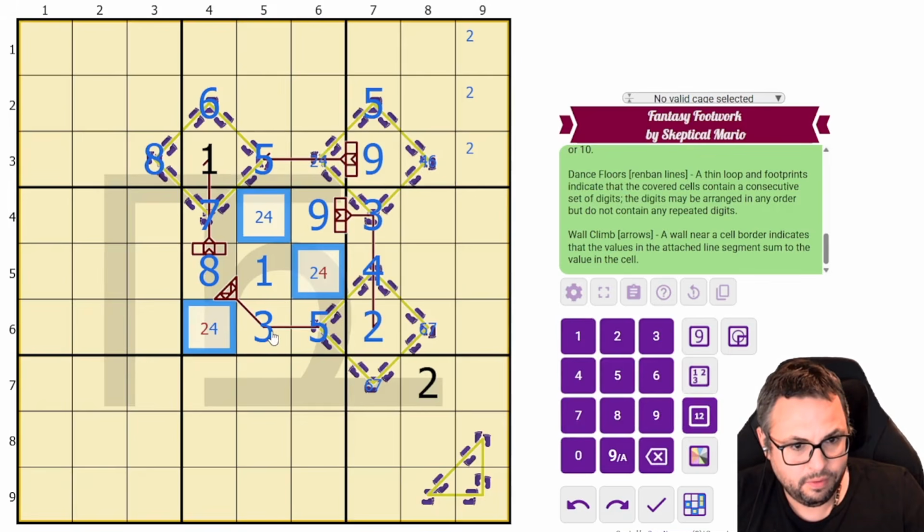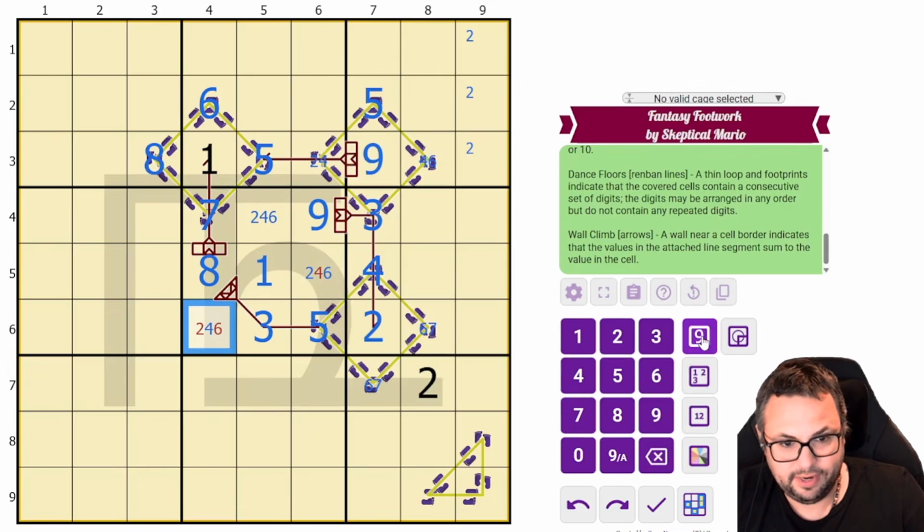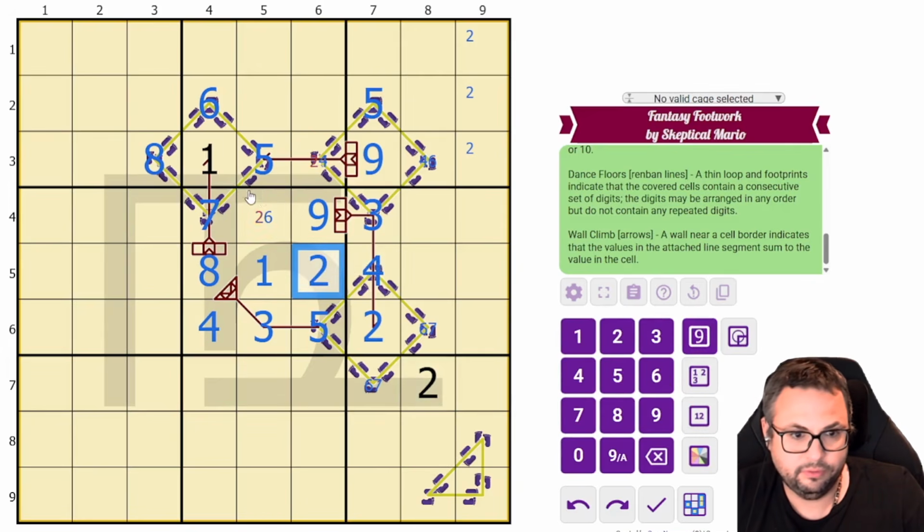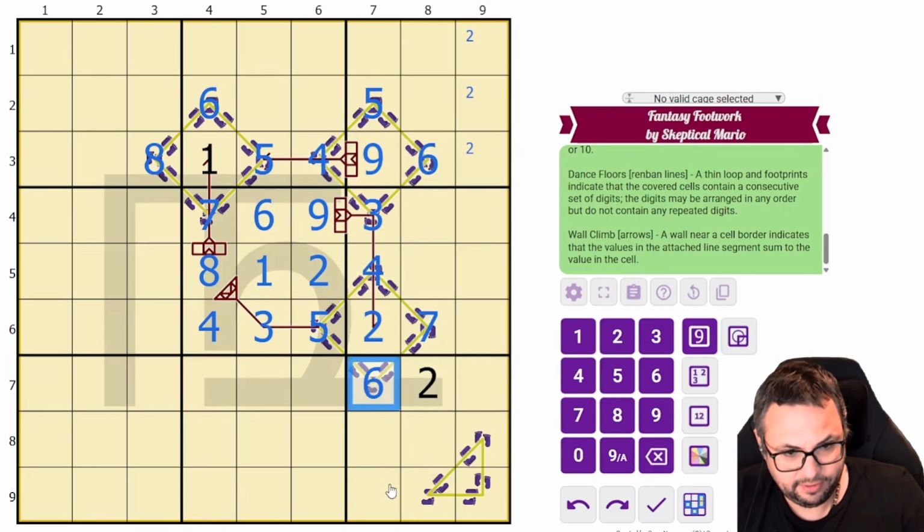3, 4, 5, 6, 7, 8, 9. Okay, yeah. So this is a naked 4, apparently. Yeah, it is. Okay, so these are a 2, 6. Except 6 can't go next to 4, so that's a 2 and a 6. And that 2 looks up there, which makes that a 4 and a 6, which makes that a 7 and a 6.